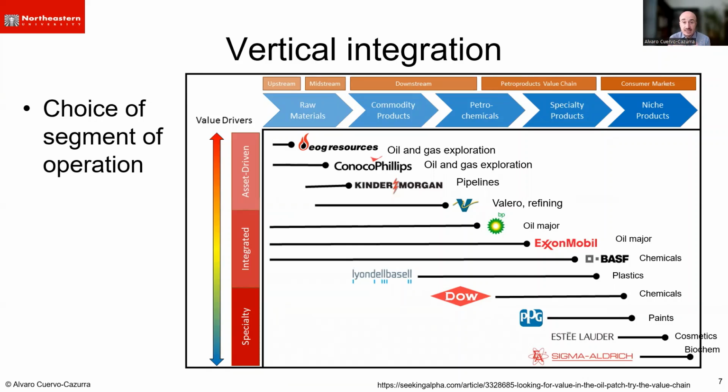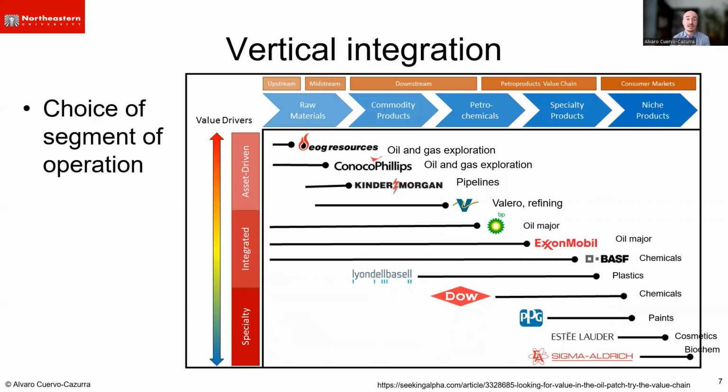It's not an industry choice, it's a company choice. Here, resources, it's an oil and gas exploration, pretty much. That's the only thing they do. ConocoPhillips, they also get farther into midstream. Kinder Morgan focuses on pipelines. Valero, it's pipelines and also refining. BP, ExxonMobil, they are the majors, which in many cases are considered to be companies that are fully vertically integrated from exploration, production, refining, and then distribution and marketing.